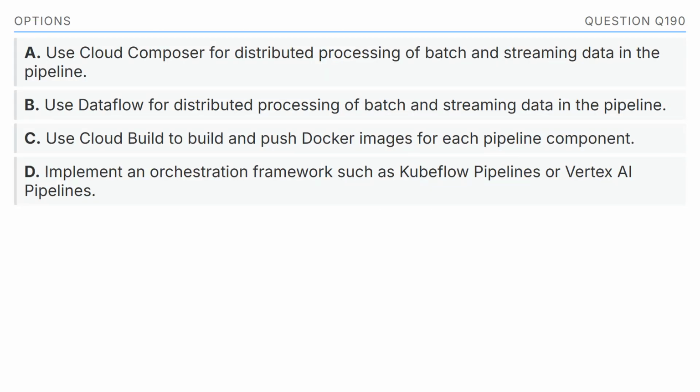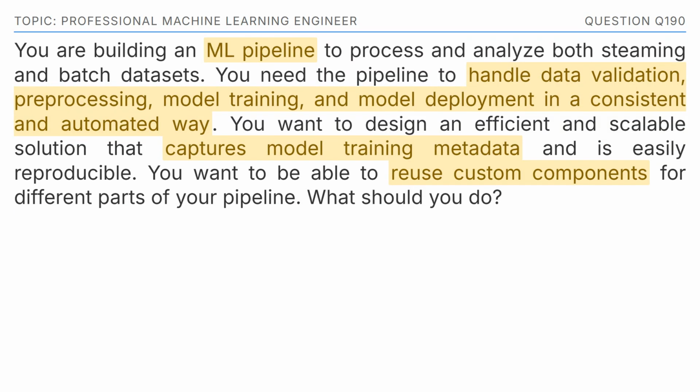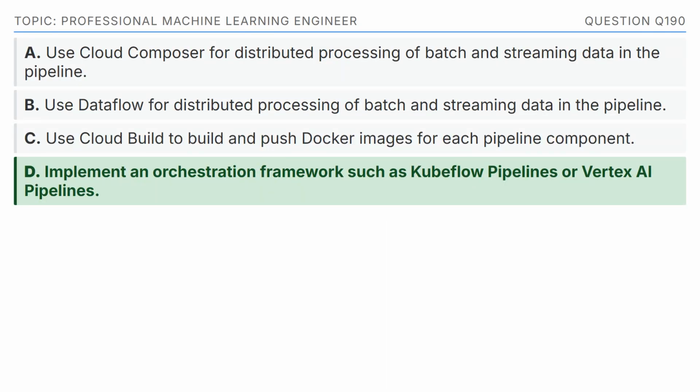The options are: Option A, use Cloud Composer for distributed processing of batch and streaming data in the pipeline. Option B, use Dataflow for distributed processing of batch and streaming data in the pipeline. Option C, use Cloud Build to build and push Docker images for each pipeline component. Option D, implement an orchestration framework such as Kubeflow pipelines or Vertex AI pipelines. To arrive at the correct answer, we focus on the keywords: ML pipeline, handle data validation, pre-processing, model training, and model deployment in a consistent and automated way, captures model training metadata, reuse custom components. The correct answer is option D, implement an orchestration framework such as Kubeflow pipelines or Vertex AI pipelines.